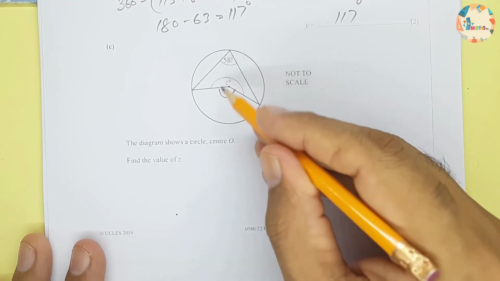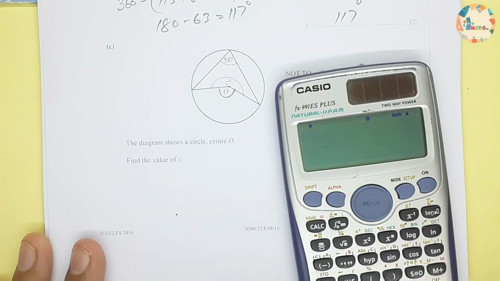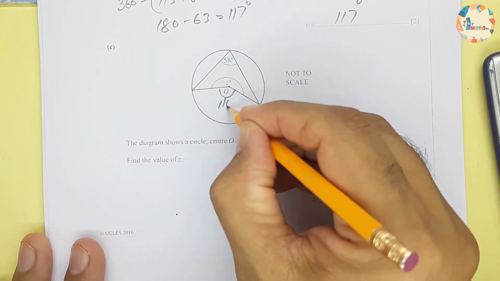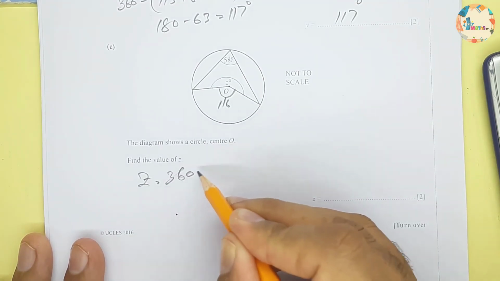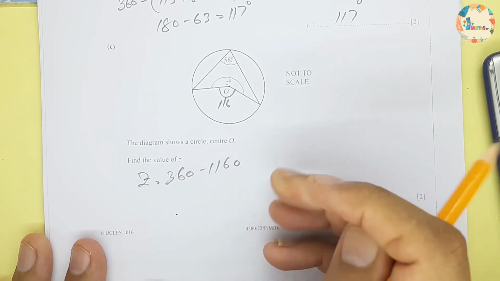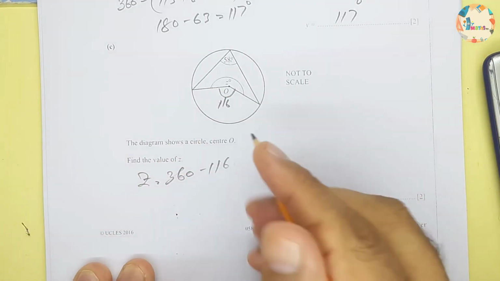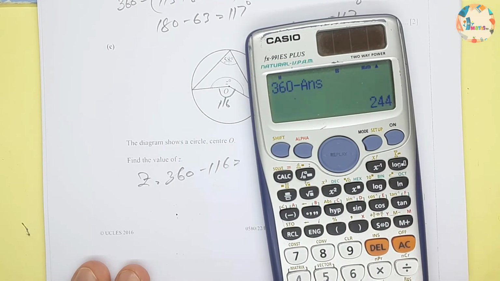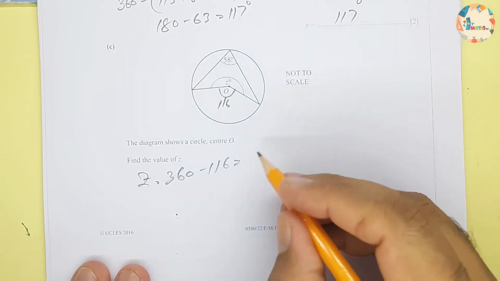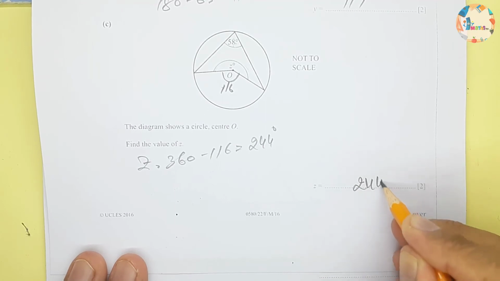If this is 108, this is 58, this will be 2 into 58, which is 116. 58 into 2 is 116. So this angle is 116, and Z will be equal to 360 minus 116 degrees, and this will be equal to 244. So 244 degrees is our answer.